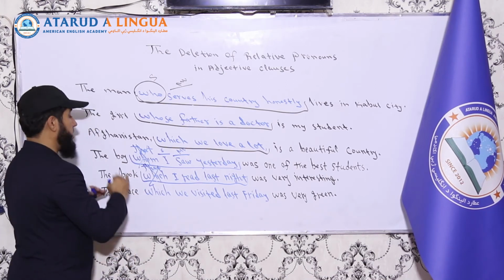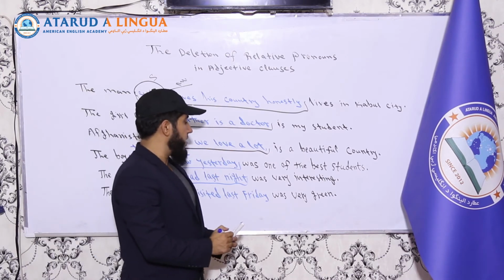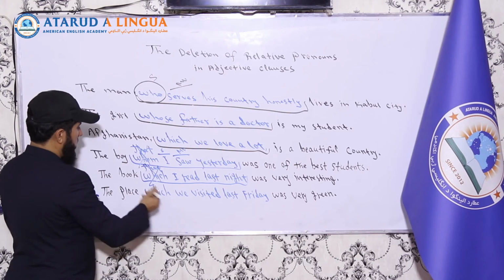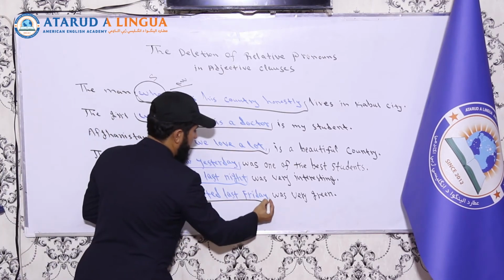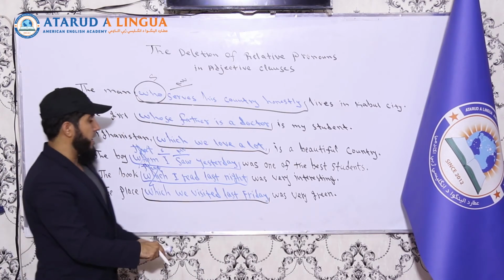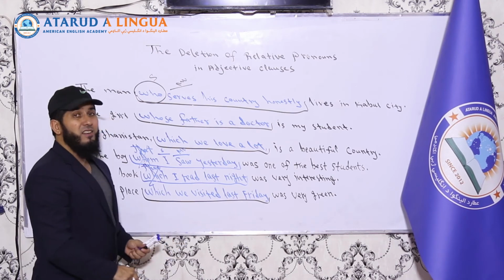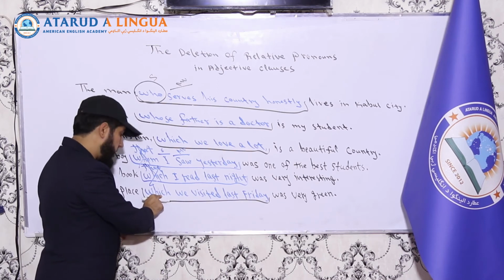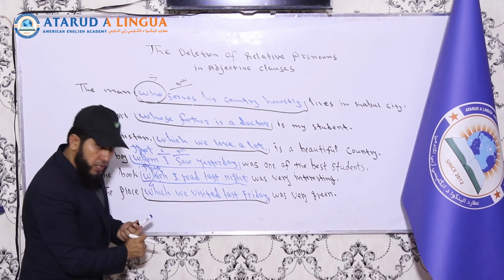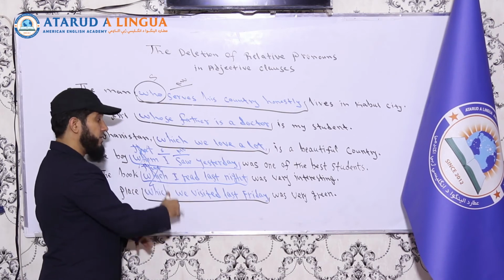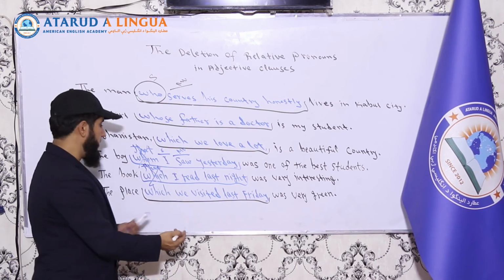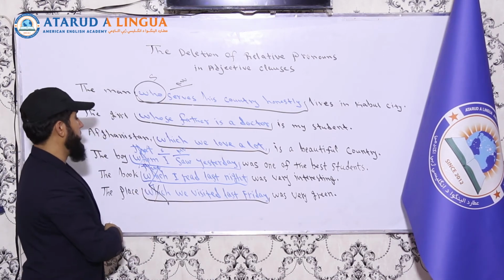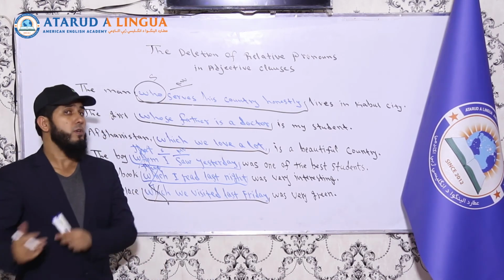And the final example, the place which we visited last Friday was very green. So here, which we visited last Friday, this is also objective case. The relative pronoun here functions as an object, and it is a restrictive or defining adjective clause. Therefore, we can omit the relative pronoun, and we can say the place we visited last Friday was very green.